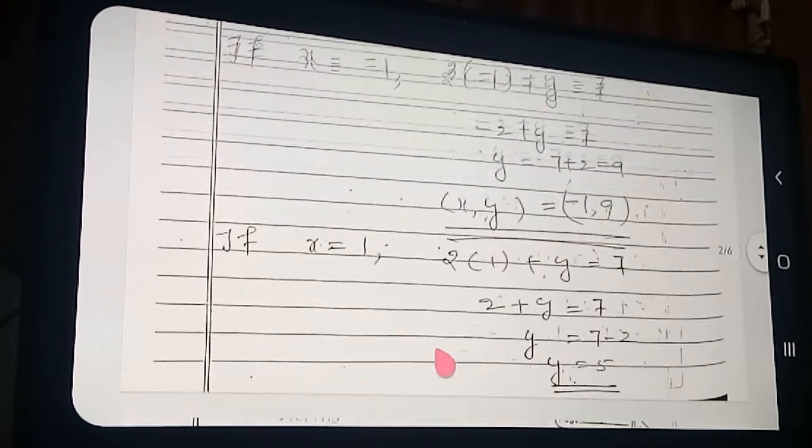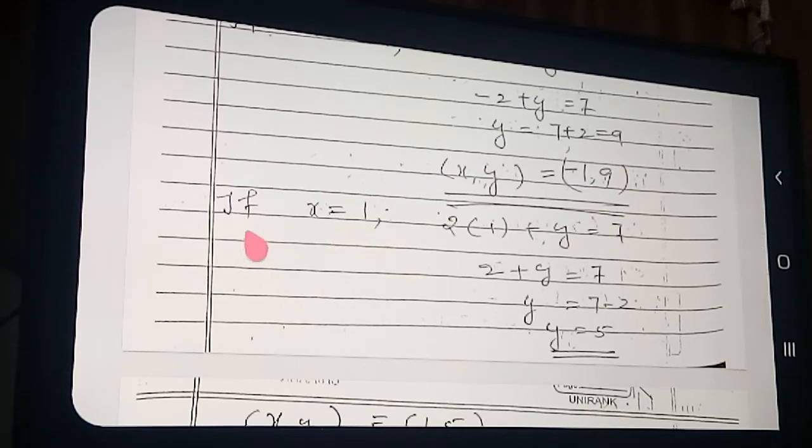Okay, move to the third solution. If x is equal to 1, in the same way, in the place of x we are applying the same value. 2 into 1 plus y equal to 7. So 2 plus y equal to 7. So y here, plus 2 going to this side becomes minus. So 7 minus 2, how much is coming? 5. So what is the third solution? The third solution is the ordered pair (1, 5).